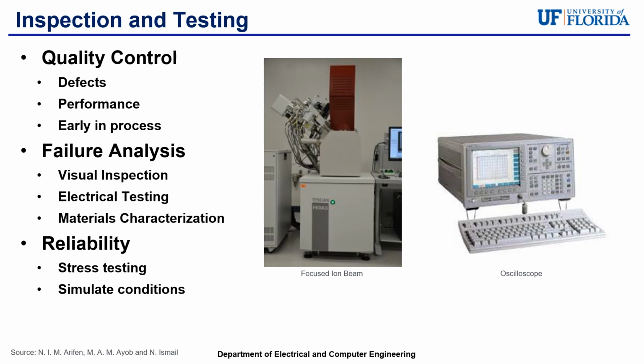At the end of things, there's also failure analysis, which is used when something goes wrong. It involves looking at the semiconductors closely, often with visual inspection, to see where the issue might be. Electrical testing may be used as well, to check that the semiconductor conducts electricity correctly. And then materials characterization can be used to make sure that the materials used have the correct properties needed.